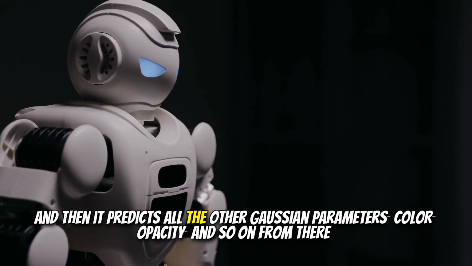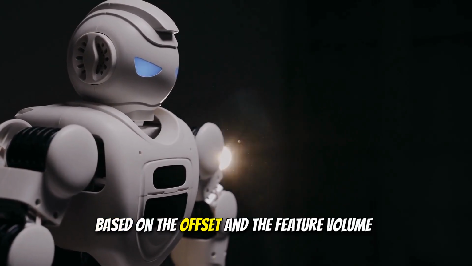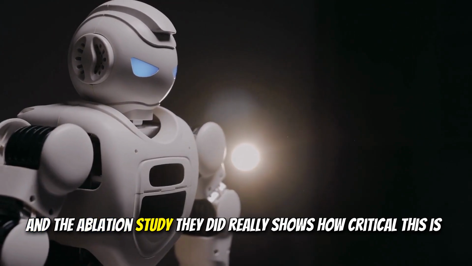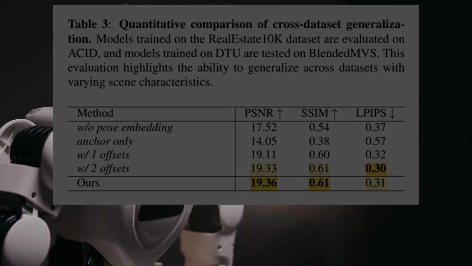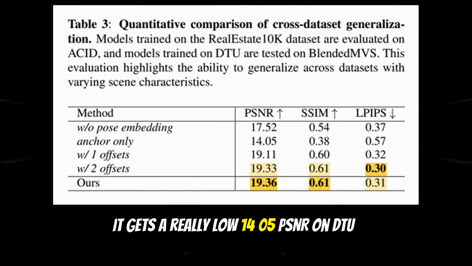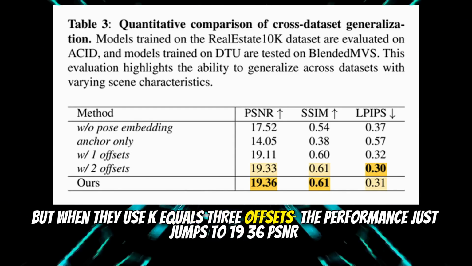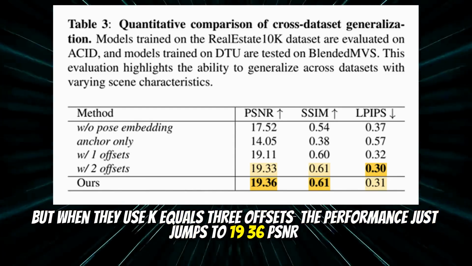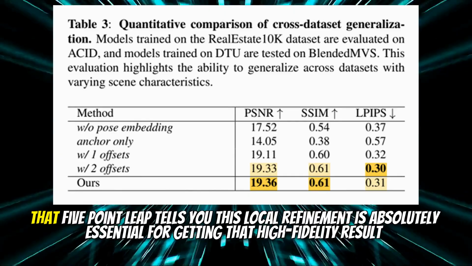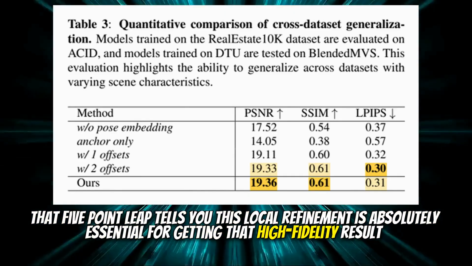And then it predicts all the other Gaussian parameters, color, opacity, and so on from there. Yep, based on the offset and the feature volume. Yeah. And the ablation study they did really shows how critical this is. The model with just the anchor-only prediction gets a really low 14.05 PSNR on DTU. But when they use k equals 3 offsets, the performance just jumps to 19.36 PSNR. That 5-point leap tells you this local refinement is absolutely essential for getting that high-fidelity result.